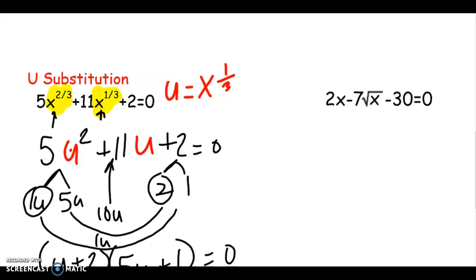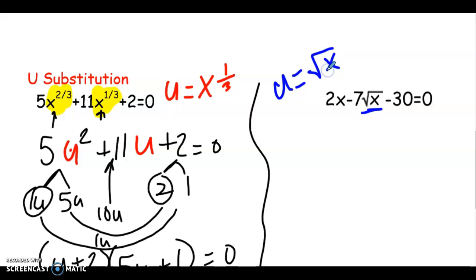Okay, let's try another one, because this one looks a little bit more interesting. Do you see how you've got an x and a square root of x? Ugh, I don't want to do that. So let's say u is going to equal the square root of x. Okay, so then if that's the case, let's go in and rewrite. So I've got 2 times x. Well, that's just u squared.